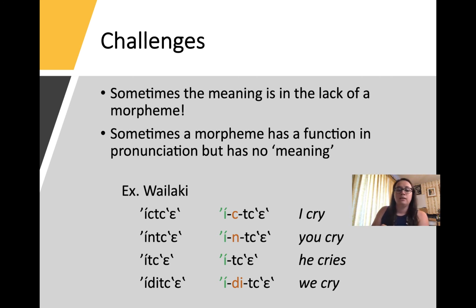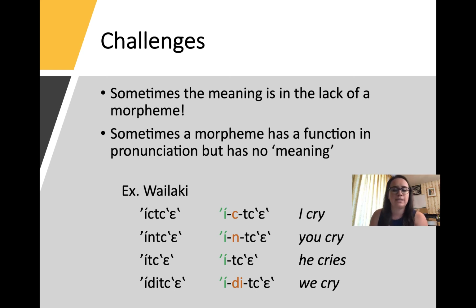Now from this data, sometimes a morpheme has a function in pronunciation but has no meaning. In each of these words, because there's no adverbial prefix before it to say how it's done, instead, what we have there is this prefix I. And the reason we have it is it just helps pronounce the word. It doesn't have a meaning. It's just helpful to pronouncing the word. Otherwise, we'd be saying shche, nche, che, diche.